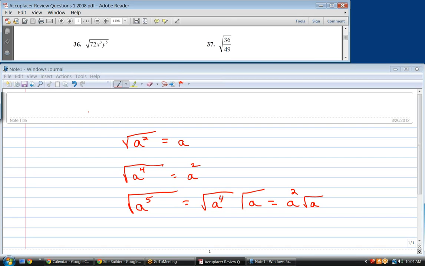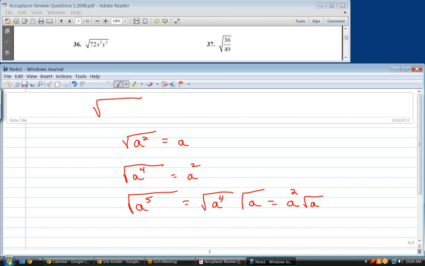Let's talk about the square root of 72. How are we going to do that? Well, what we're looking for are factors of 72 where one of those factors is a perfect square. Because remember, I can always write the square root of 72 as the square root of 8 times the square root of 9. That actually would work, because the square root of 9 is a perfect square, so that would give us 3 square roots of 8.